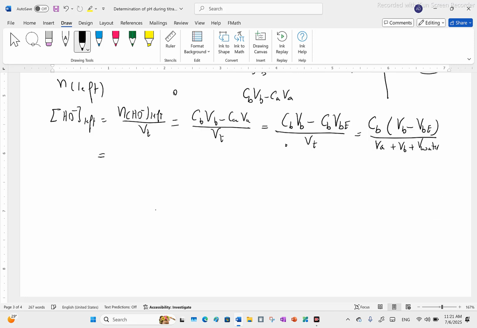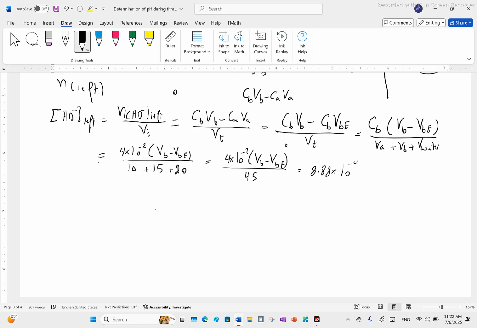We replace CB by its value, 4 × 10^-2, times VB minus VBE, over V acid 10, V base 15, and volume of water equal 20 milliliters. That equals 4 × 10^-2 times VB minus VBE over 45, which equals 8.88 × 10^-4 (VB minus VBE).